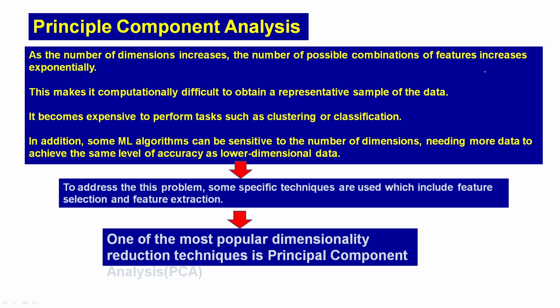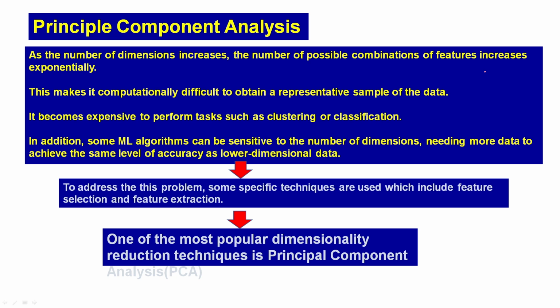In many cases it has been found that some algorithms are very sensitive to the number of dimensions. They need more data to achieve some level of accuracy on lower dimensional data. So, how do you address this problem? We will have a separate section on data preprocessing or data handling. There we are going to talk in detail about this.